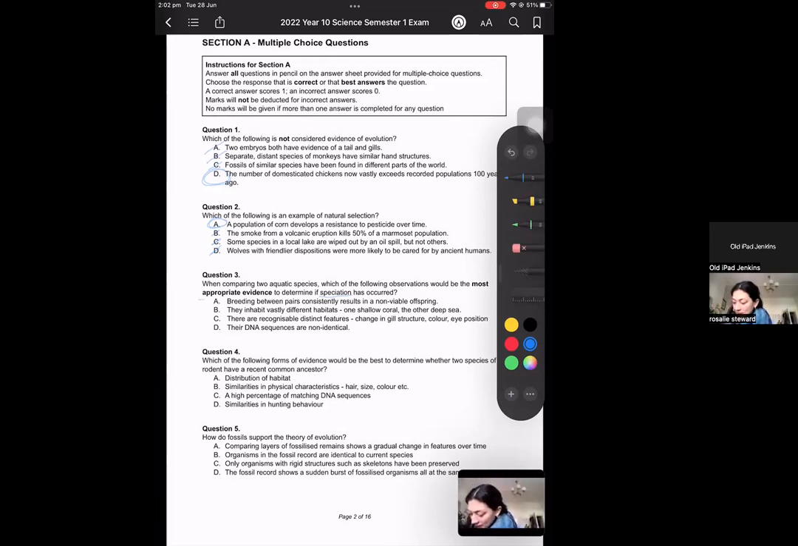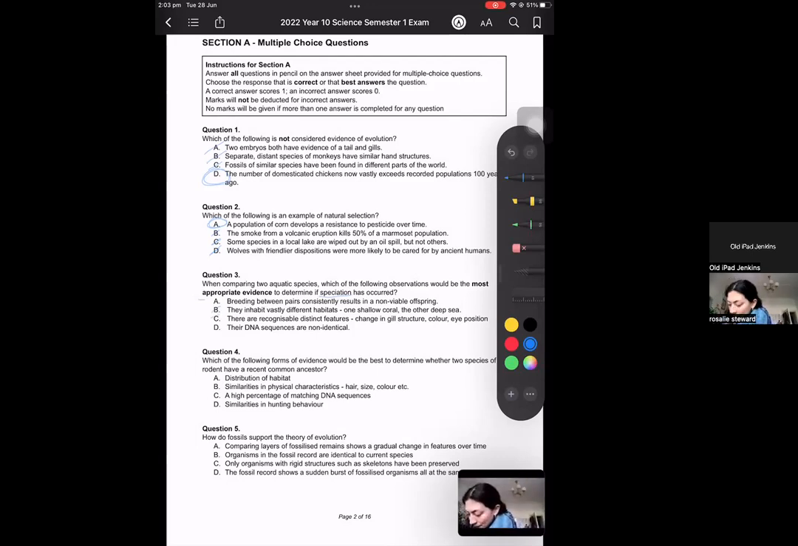They inhabit vastly different habitats. Well, that's not necessarily true because animals of the same species and of different species can inhabit different habitats. They have recognizable distinct features, et cetera. Well, that's not necessarily true either because we know that two animals of the same species can have different features. For instance, if you consider a male and a female anglerfish, they are hugely different in size, body shape, body structure, but they're the same species.